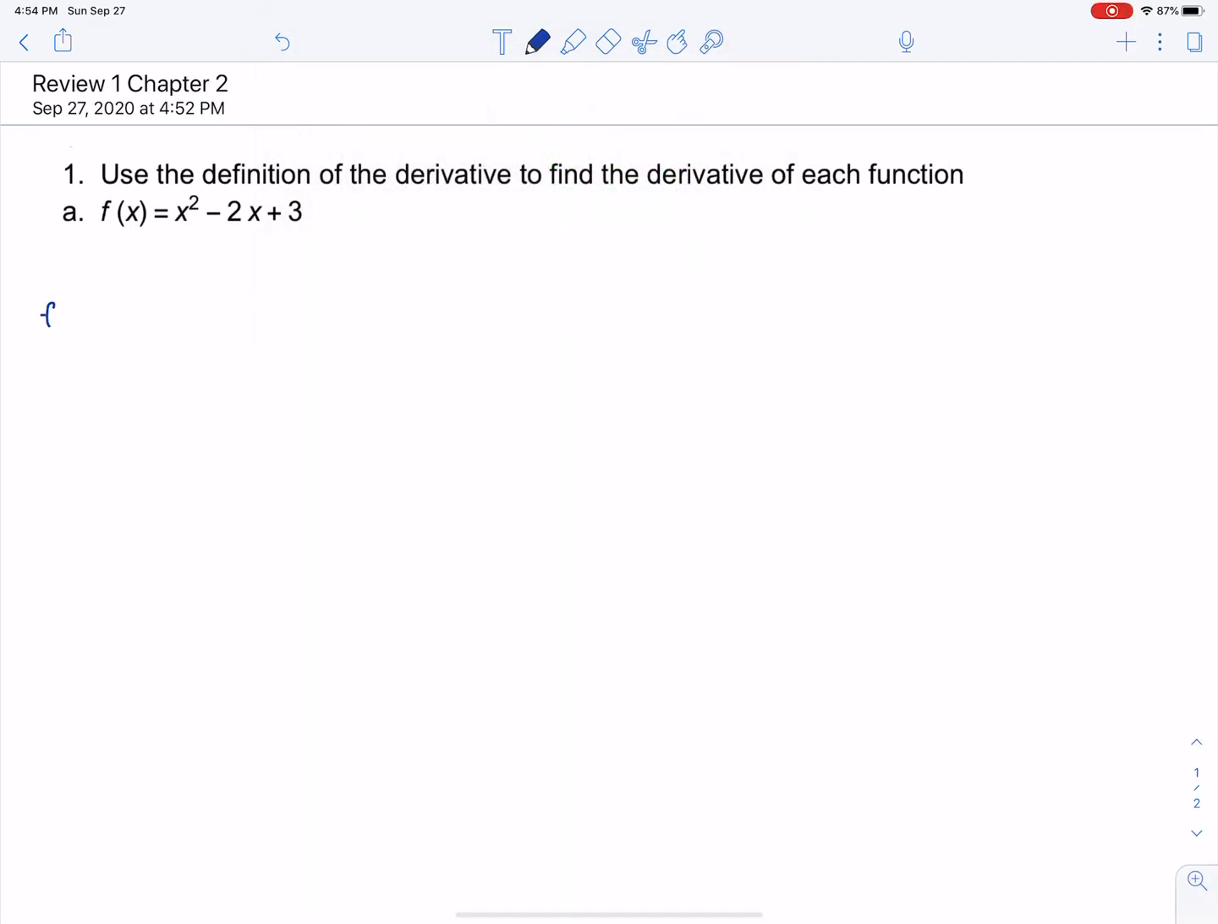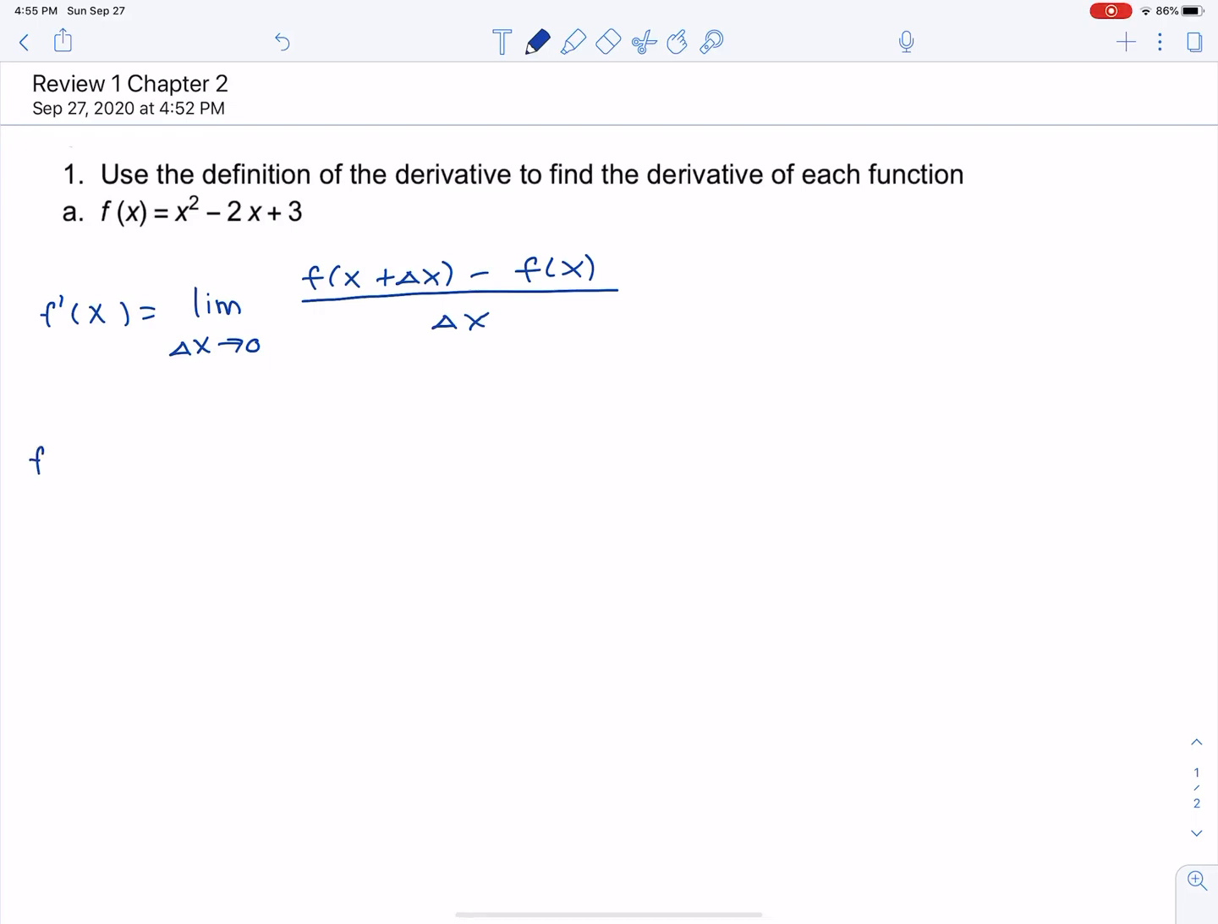Finger paints. So we have the derivative of a function equals the limit as delta x approaches 0 of f of x evaluated at x plus delta x minus f of x, all over delta x. Okay, so that's our definition. Let's apply it to this function. So let's see what we got here.